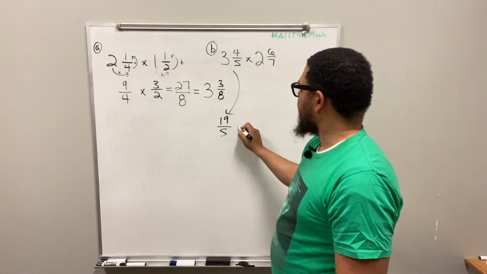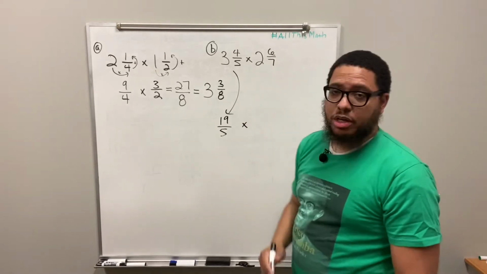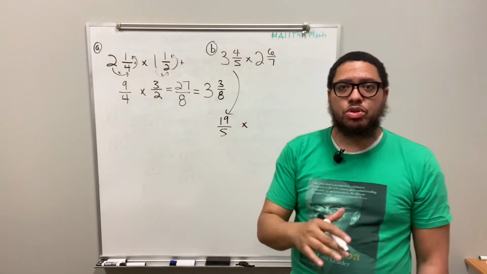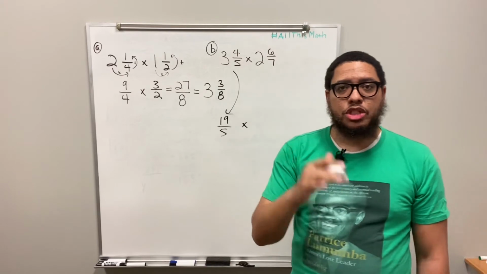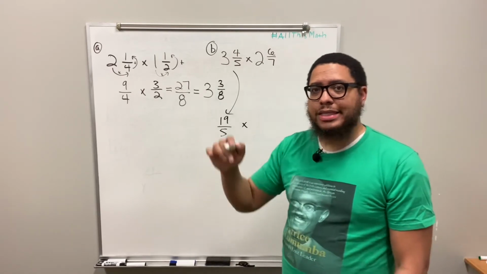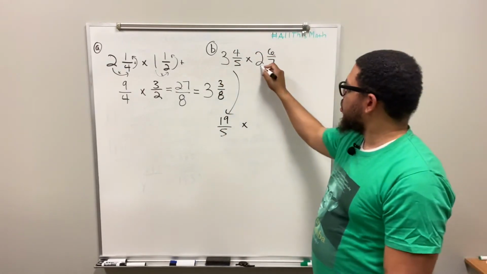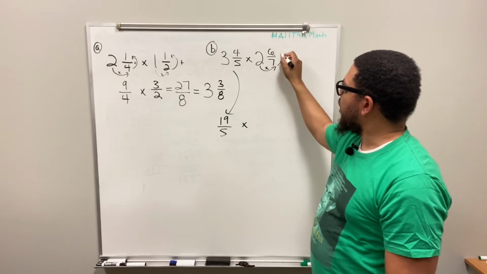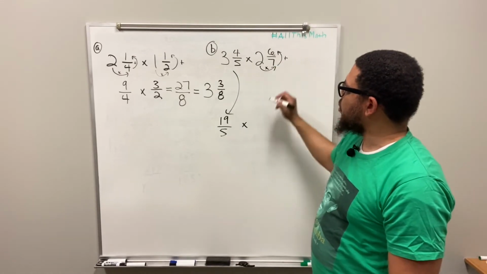Then I'm going to do the same thing with 2 6/7. I do 2 times 7, which is 14. Then I add the 6 that's on top. That gives me 20.